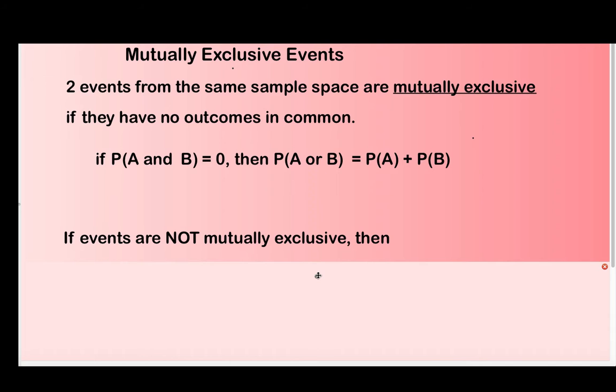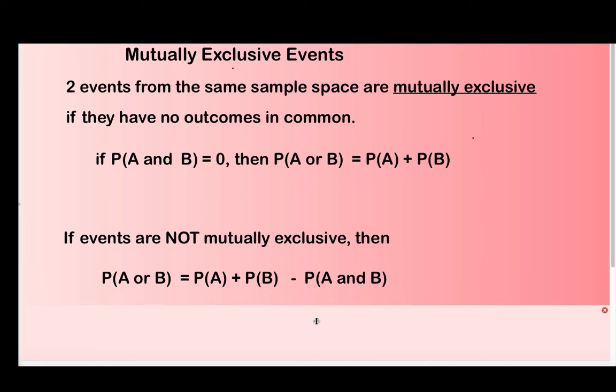And if events are not mutually exclusive, then the probability that one or the other of them occurs is the sum of the probabilities minus the probability that they both occur. Those common outcomes have to be subtracted out because we don't want to count them twice.